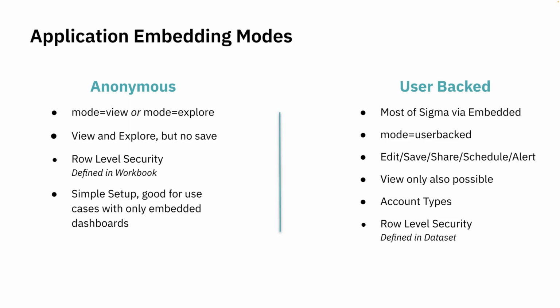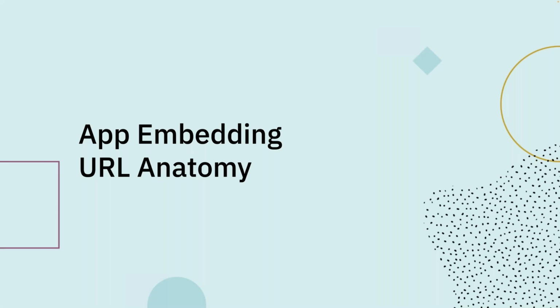And the answer to this is a bit of a transitional answer. Eventually, we are going to have all the functionality that anonymous embedding has inside user-backed. We're pretty close to that right now. And eventually, you may not even need to use anonymous embedding. So that is the direction that we're headed here. There is a little bit of a difference in how row-level security is done with user-backed embedding. It's defined inside of a data set instead of inside of a workbook. And I'll talk about row-level security as well in this presentation.